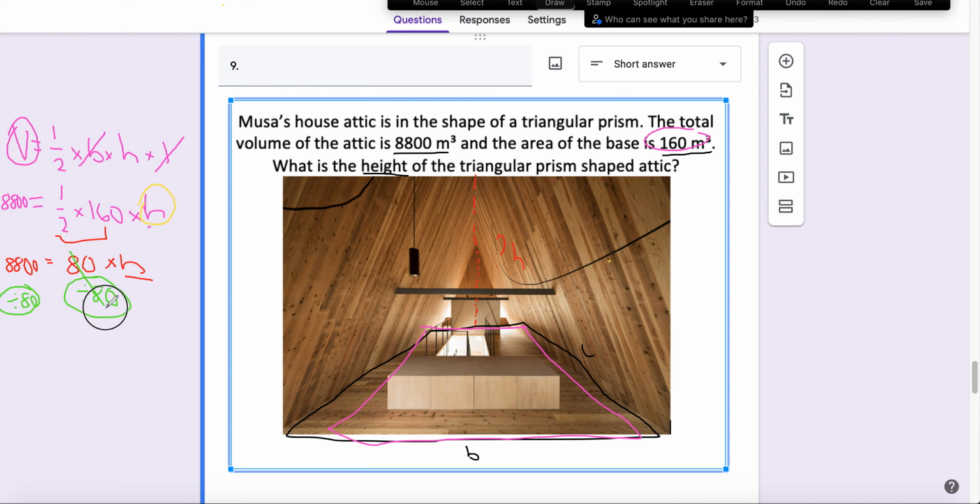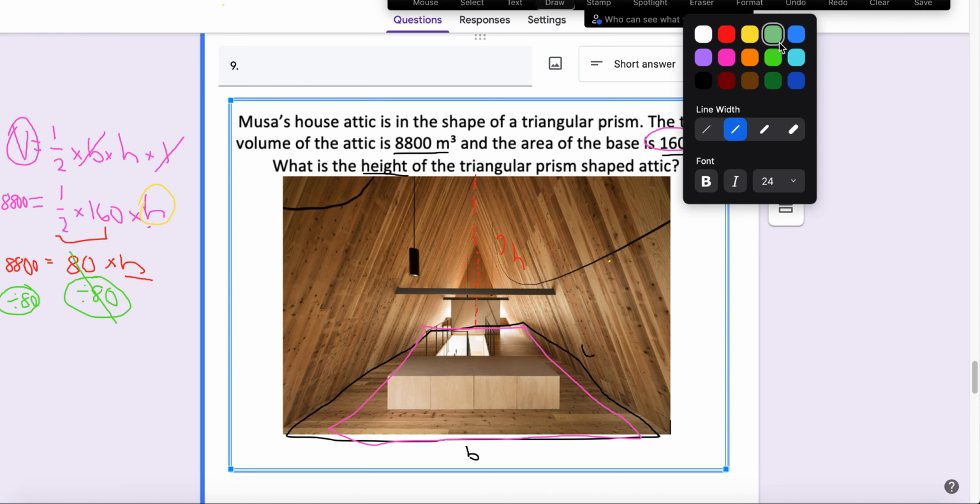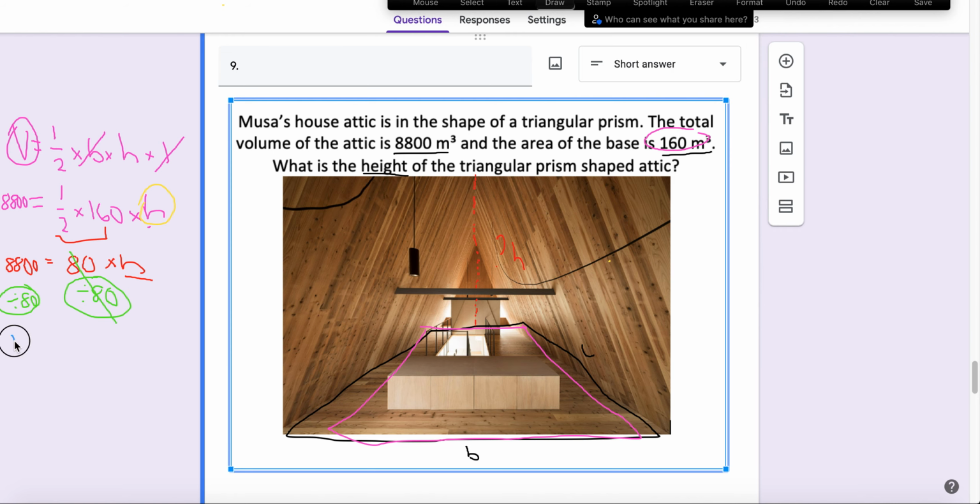80 divided by 80, they cancel out. 80 divided by 80 is 1. So that leaves H by itself, because 1 times H just gives us H. And then 8,800 divided by 80 is going to be 110. So therefore, 8,800 divided by 80 is 110. Therefore, the height is going to be 110.